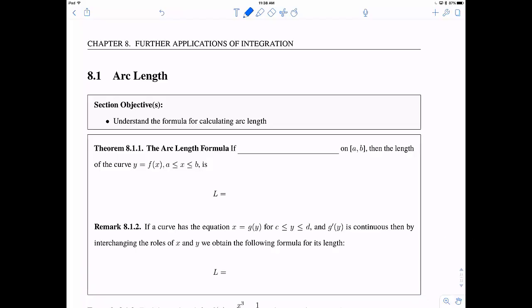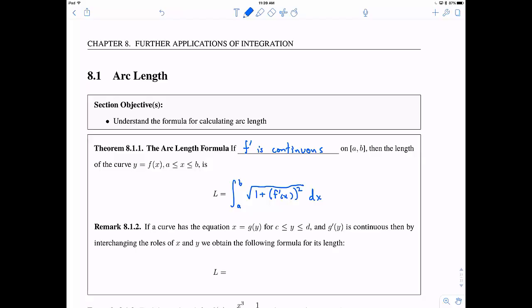All right, the theorem is for the arc length formula, and the main condition is that our derivative needs to be continuous. So if f prime is continuous on our interval a to b, then the length of the curve y equals f of x from a to b is given by L equals a definite integral from a to b of the square root of 1 plus the derivative squared dx.